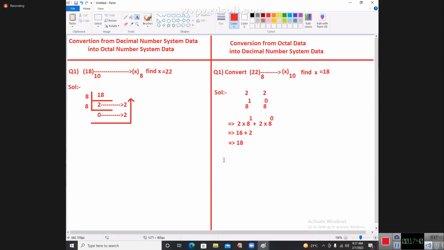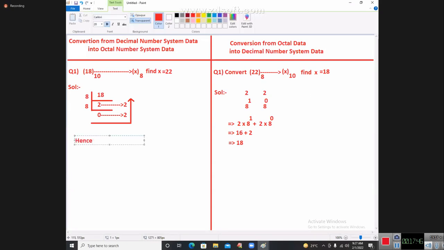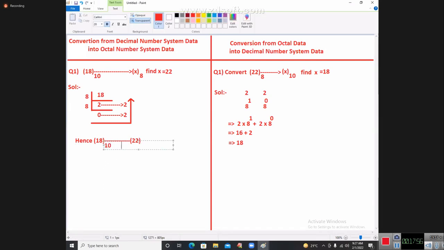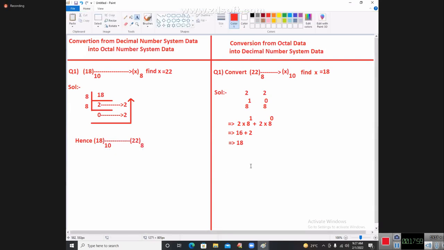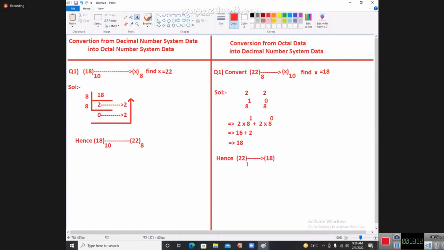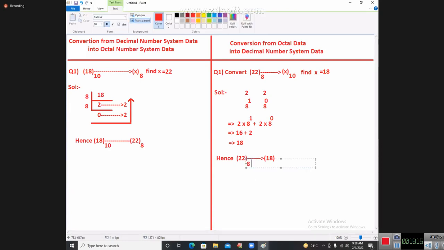Now see students, I will take it here. As usual, if you catch my point, 18 in decimal is converted into 22 in octal. So carefully follow. This is 10, and this is converted into 8. Similarly, 22 in octal is converted into 18 in decimal, where I am writing 8 into 10.